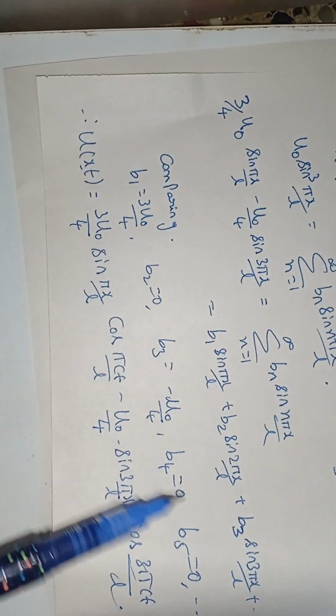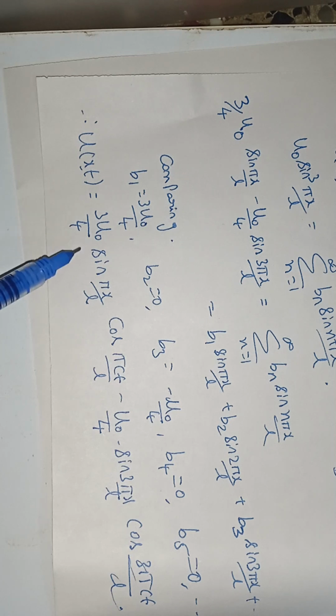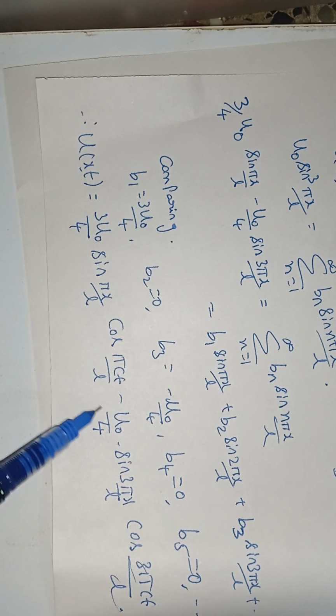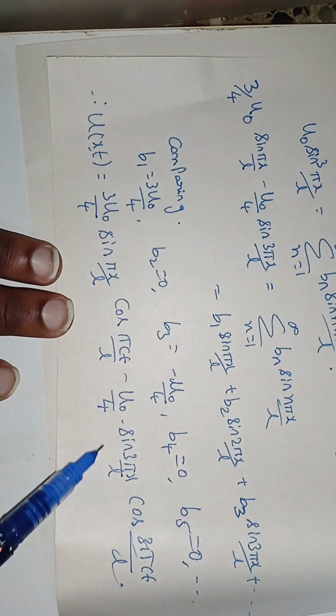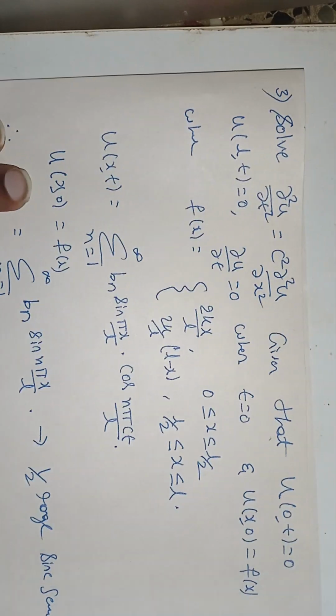So at last, by using the values in the main summation, you end up with u of x comma t as 3 by 4 u0 sin pi x by l cos pi ct by l minus u0 by 4 sin 3 pi x by l into cos 3 pi ct by l. So whatever the problem in wave equation, the first three conditions you have to derive till u of x comma t equal to summation n varies from 1 to infinity bn sin n pi x by l into cos n pi ct by l, and at last you have to use the last condition and complete the problem.